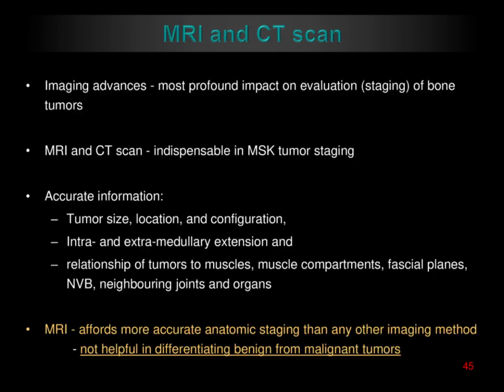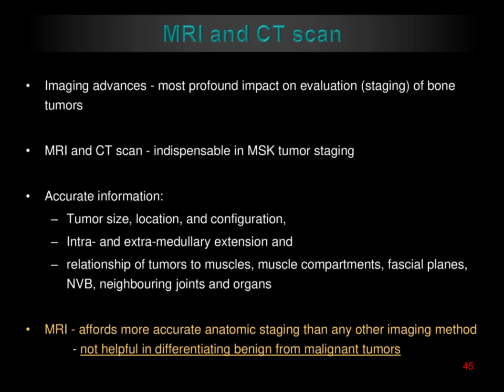In such cases where you want more detailed imaging of the patient, you may do advanced imaging like MRI and CT scan. These are imaging advances which have made the most profound impact on evaluation of bone tumors. MRI and CT scan are indispensable in musculoskeletal tumor staging. They give very accurate information about tumor size, location, and configuration, intra and extramedullary extension of disease, and relationship of the tumor to muscle compartments, fascial planes, neurovascular bundle, neighboring joints, and organs.